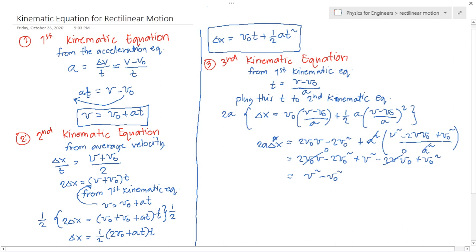Then on the left side, we have 2a delta x, and since we want to know the third kinematic equation as a function of the final velocity, we have v final squared. So i-transpose mo lang to doon sa kabila, so we have v final squared equals v naught squared plus 2a delta x. So ito na yung magiging kinematic equation mo. So ulitin natin para makikita talaga.